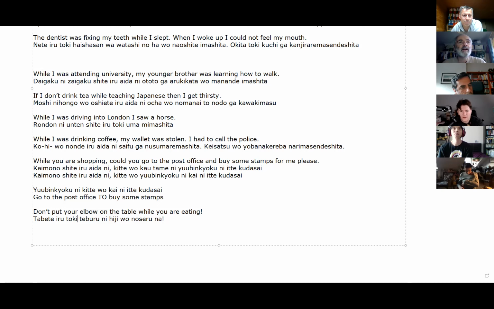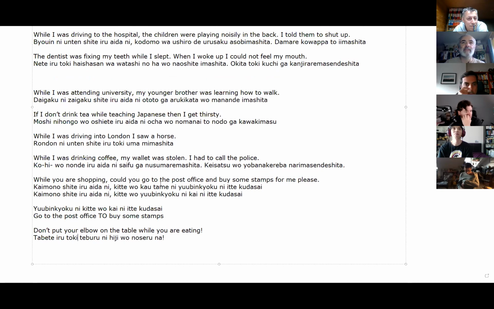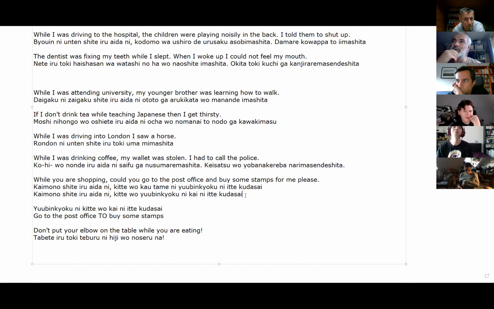I have a small question on this. Could you go to the post office and buy some stamps for me? Yep. I think itte kudasai is kind of commanding to do it, like him to do it, and I would use itte moratte mo ii desu ka? I guess it depends who you're asking. If this is a member of your family, then that might be a little bit formal. Itte kudasai, I think, is fine. Moratte ii desu ka means, can I get you to go to the post office?